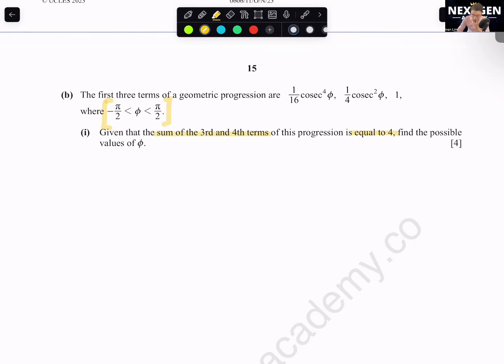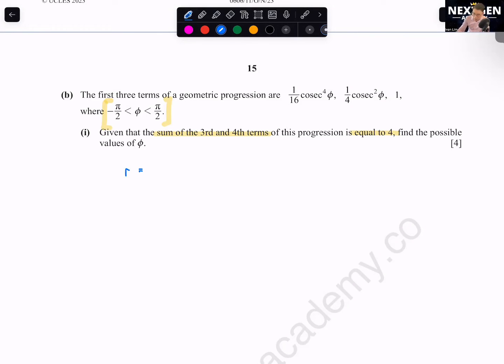But what do I need to have first? I still need my A and my R. Third term plus fourth term, not times fourth term. So the first thing we want to find is R. R is, you take the next term divided by the previous term.